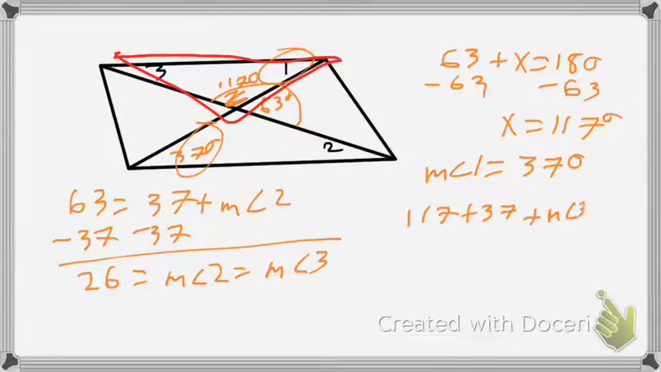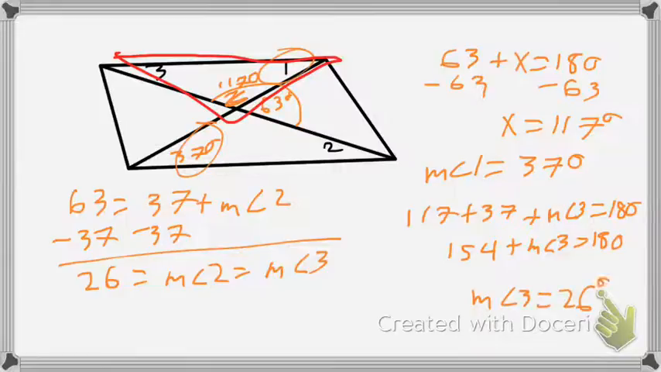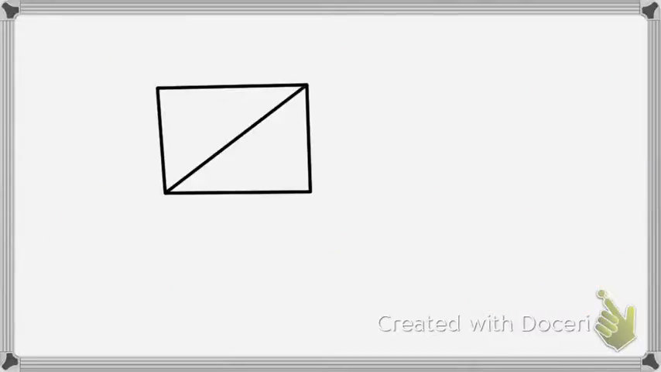117 plus 37 plus the measure of angle 3 equals 180. We go through that, and hey, check it out. We get the exact same answer. Okay, 2 ways to skin a cat. On to number 14.